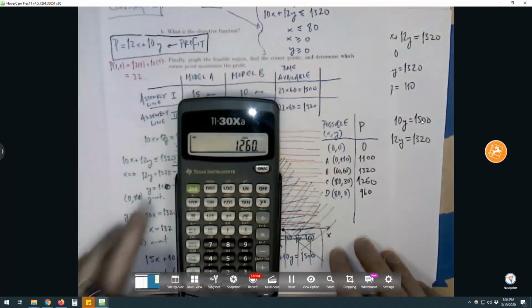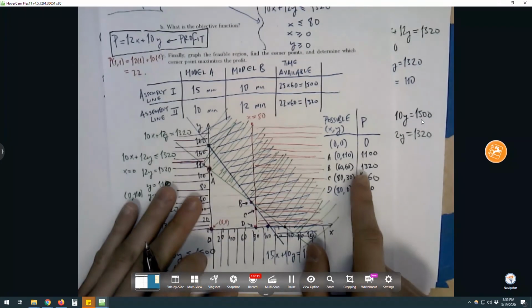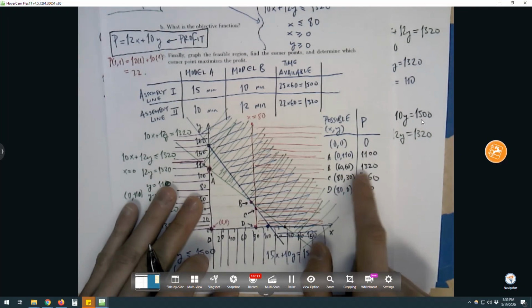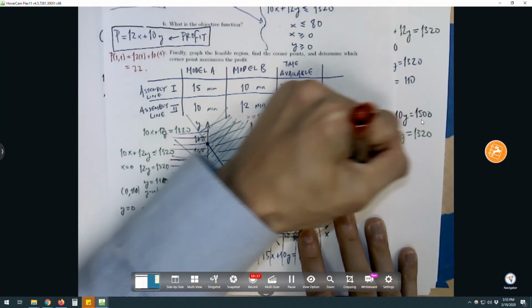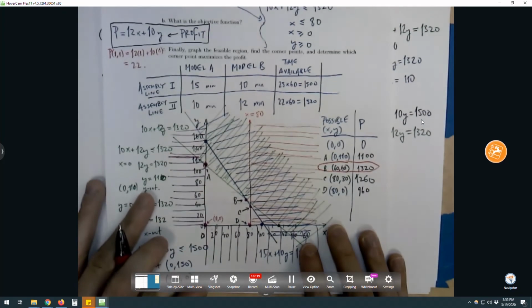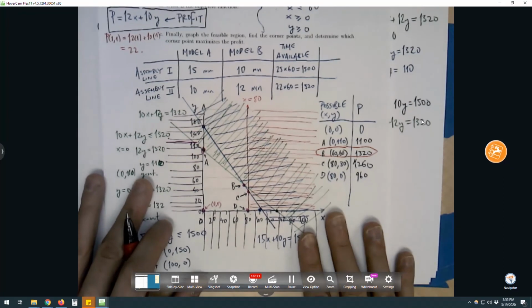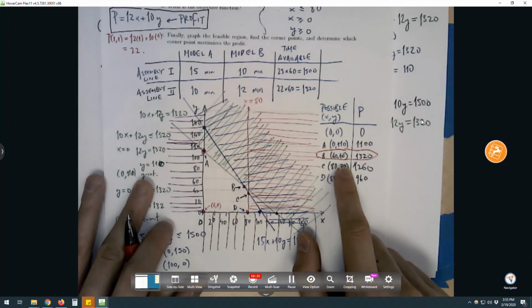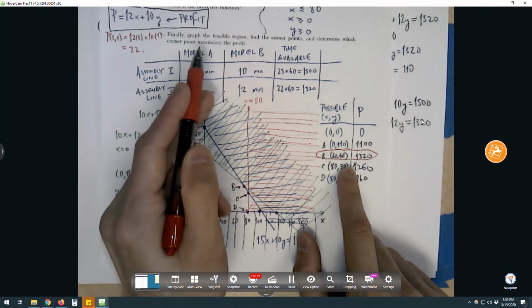And so now the answer is just whatever's the biggest. The biggest here is 1320, and that's it. So this is the biggest, and we finished C now. The answer to C is that this corner point, B, gives us the maximum profit here.